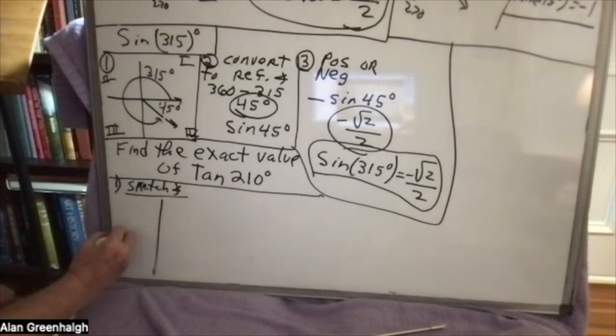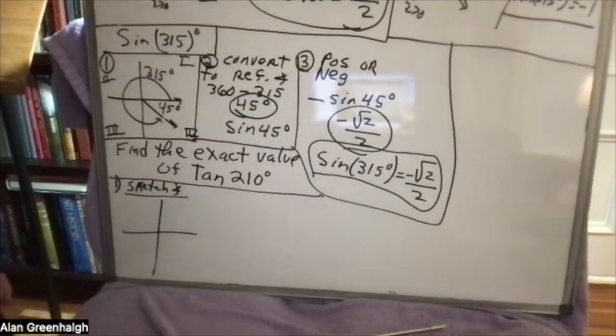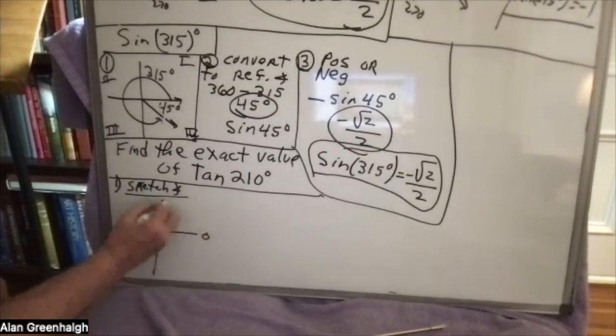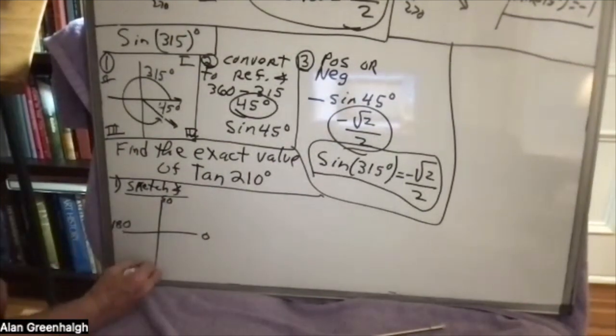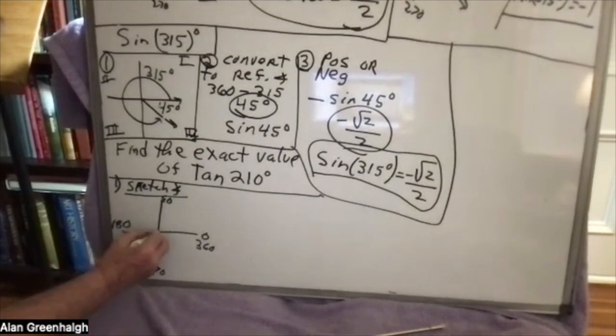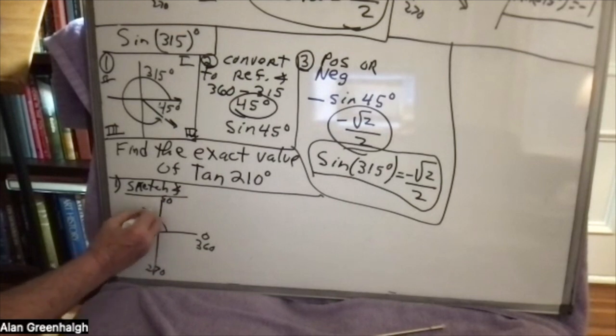Okay, so draw the 4 quadrants. An angle, so this is 0, this is 90, this is 180, this is 270, this is 360. An angle of 210 degrees will be right about over here. This is where it is right here, 210.